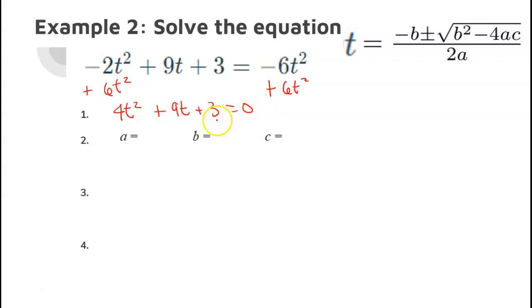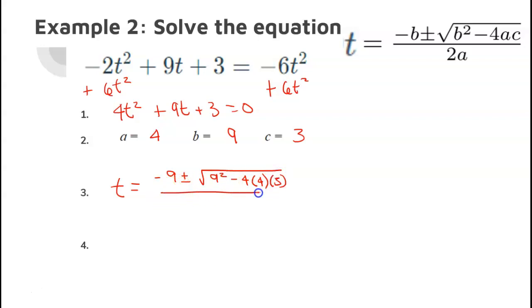And now that one side is equal to 0, I know that it is in standard form. I can label my a, b, and c. a is equal to 4, b is going to be equal to 9, and c is equal to 3. From there, I'm going to plug my values into my quadratic formula. I'm going to replace x with t because I'm being asked to find t, not x. So t is going to be equal to negative 9 plus or minus the square root of 9 squared minus 4 times 4 times 3, and that is all going to be over 2 times 4.